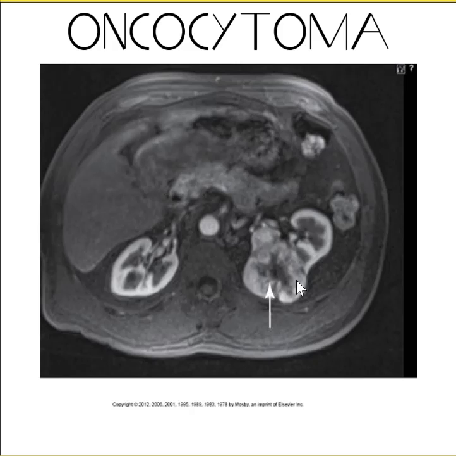Here is another example of the same tumor via CT. We've got the kidney in transverse here, and then we have the oncocytoma off to the side. Again, we can see this darker central area with extensions towards the periphery.